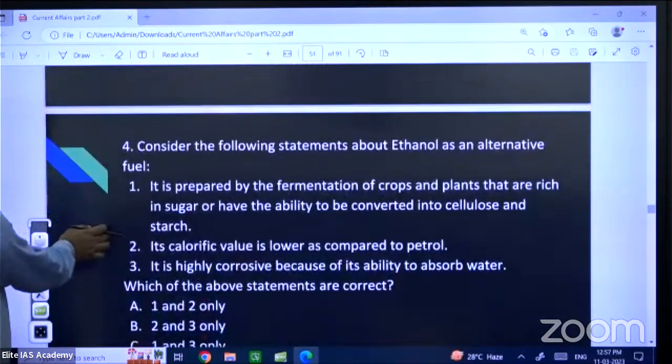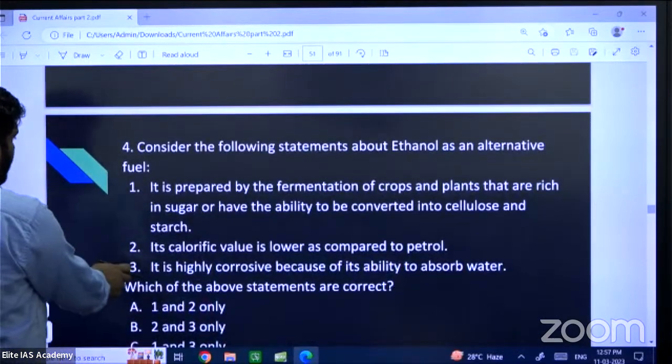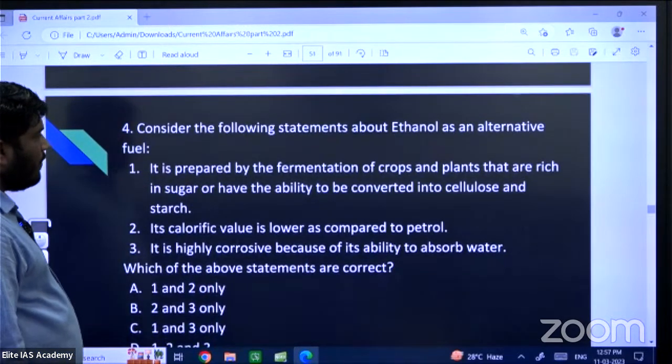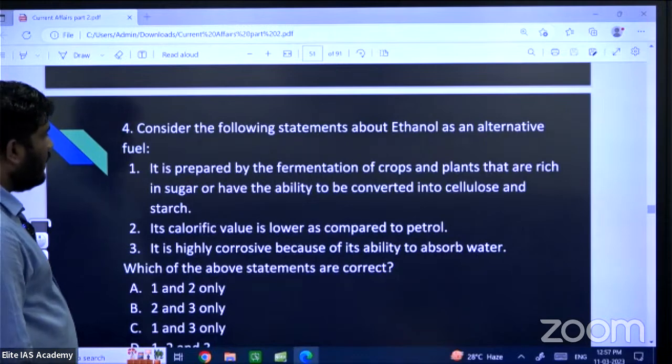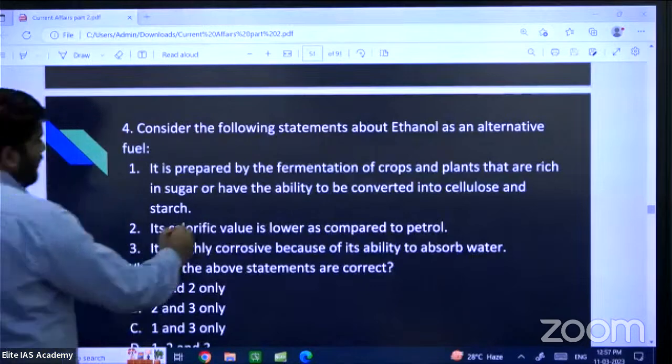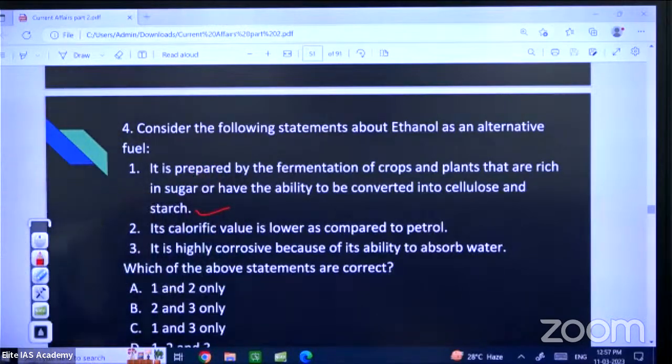Consider the following statement about ethanol as an alternative fuel. It is prepared by the fermentation of crops and plants that are rich in sugar and have the ability to be converted into cellulose and starch. So the first one is the correct one. Ethanol is prepared by this method only.